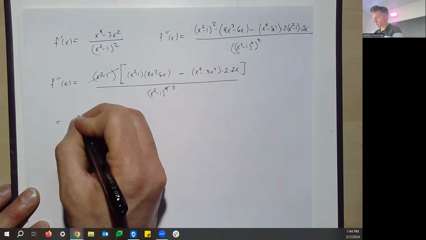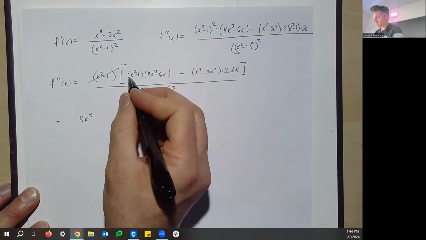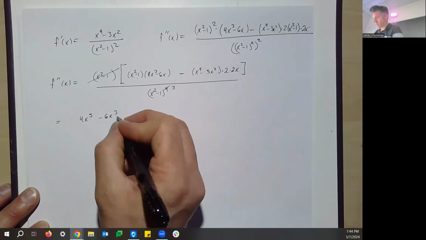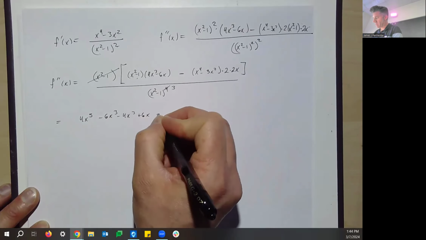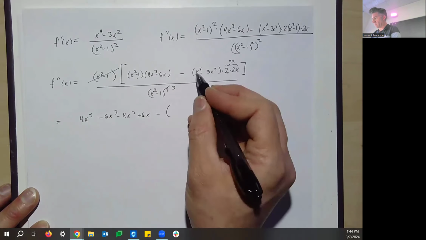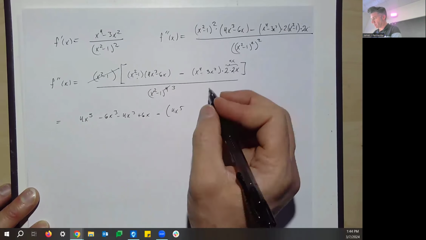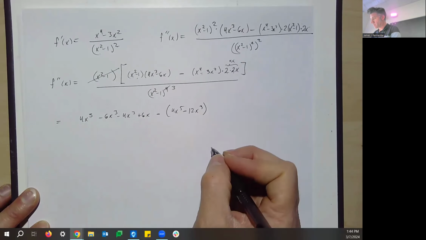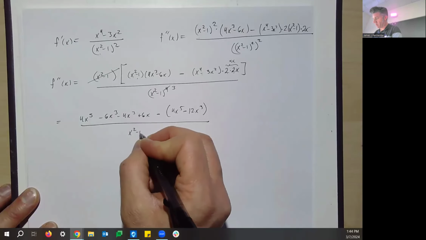So we're going to get x squared times 4x cubed is 4x to the fifth. X squared times minus 6x is minus 6x cubed. Minus 1 times that is minus 4x cubed. Minus 1 times minus 6x is plus 6x. Minus, this is a 4x right here, 4x times x to the fourth is 4x to the fifth. 4x times negative 3x squared is minus 12x cubed. All over x squared minus 1 cubed.